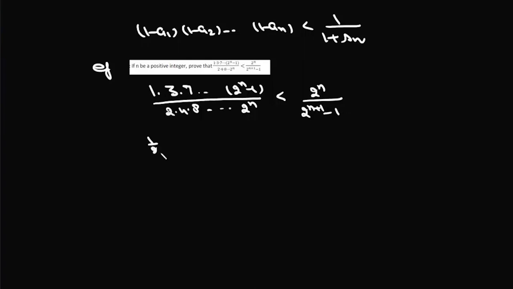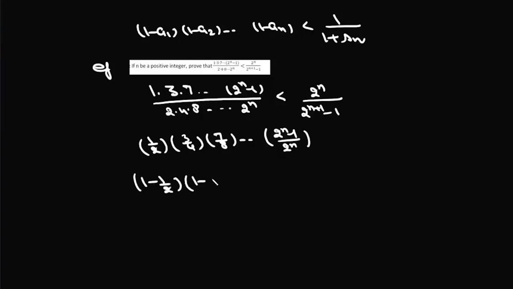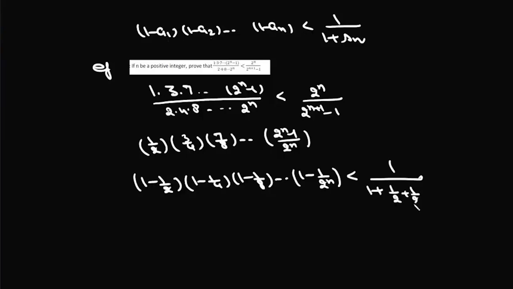Now we can write this as 1 by 2 into 3 by 4 into 7 by 8 up to 2 to the power n minus 1 upon 2 to the power n, or we can write this as 1 minus 1 by 2 into 1 minus 1 by 4 into 1 minus 1 by 8 into 1 minus 1 upon 2 to the power n, and we know that 1 minus a1 into 1 minus a2 up to 1 minus an is always less than 1 upon 1 plus Sn, and Sn is 1 by 2 plus 1 by 2 square up to 1 upon 2 to the power n.